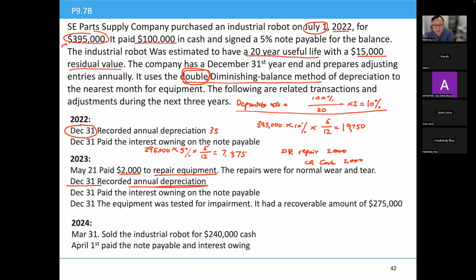So the cost is always 395,000 and minus the cumulative depreciation, times 10%. So I have a full year for 2023, so I don't have to make any proportion. The question is, what is my cumulative depreciation for the year of 2023?